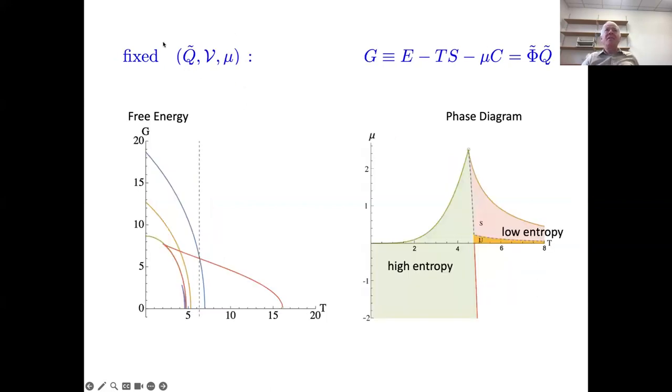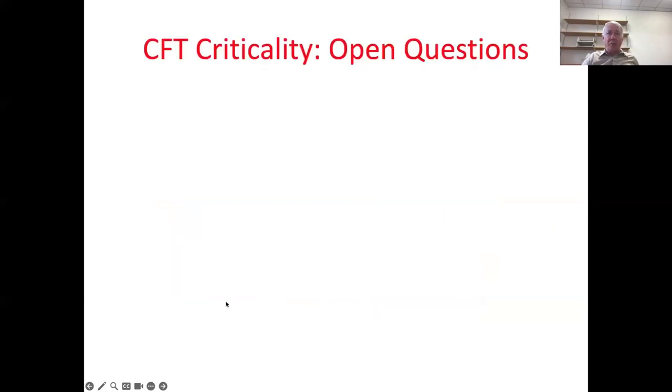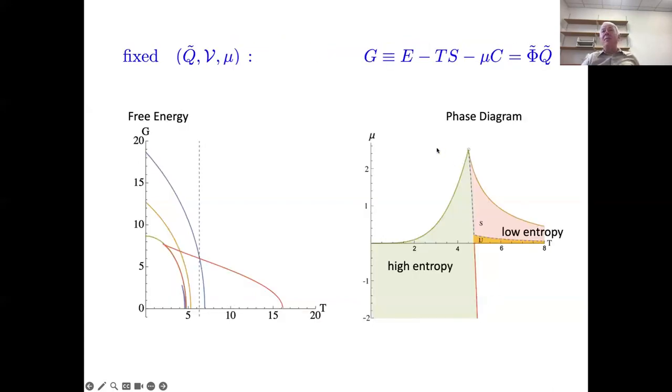If you fix these three variables, charge, CFT volume, and the conjugate potential of the central charge, then you get this kind of structure here where the free energy can either monotonically decrease or produce a cusp-like structure that then goes back to zero. And you get this rather interesting phase diagram of mu versus temperature, where you've got phases of high entropy, two different kinds of phases of low entropy, one of them unstable, and the white regions are disallowed regions.